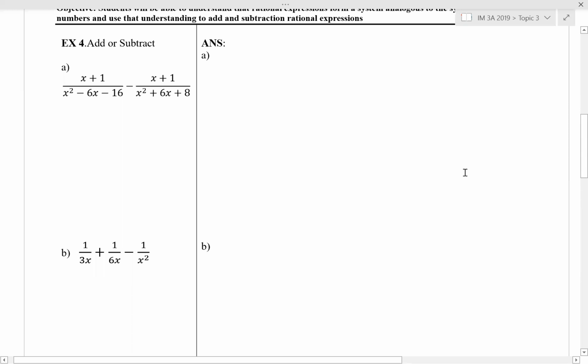In this video, I'm going to look at two different examples for subtracting rational expressions. The first example is straight subtraction, and then the second one we're adding and subtracting. So we have three different fractions.